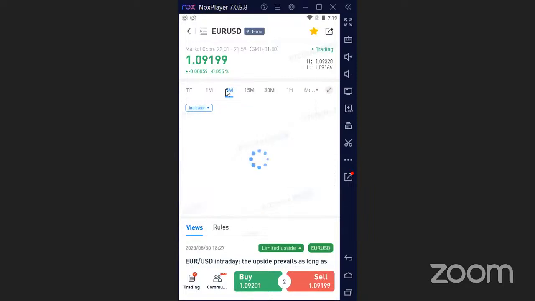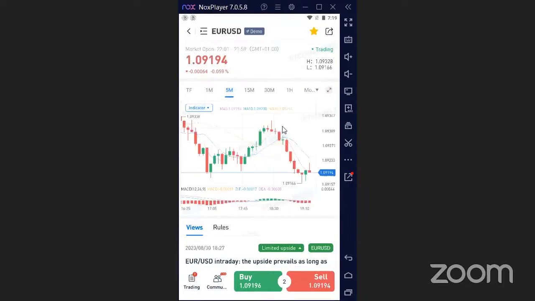Okay, so now I'm back to my 5 minute time frame. If you want to take a trade, before you can take a trade, you must be able to see what is going on in the market. Here we have indicators. You see these lines, we call them indicators. We have this yellow, we have the blue, then we have another one that seems like purple. So we have three lines here.